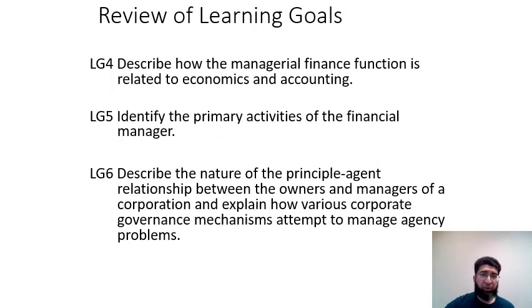So in the first chapter, we have looked at how the managerial finance function is related to economics and accounting, identified the primary activities of the financial manager, described the nature of the principal-agent relationship between the owners and managers of a corporation, and explained how various corporate governance mechanisms attempt to manage agency problems.